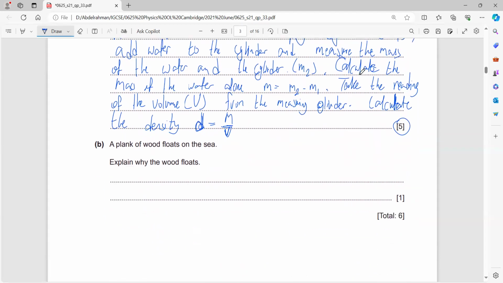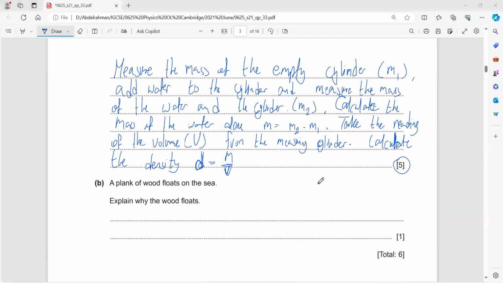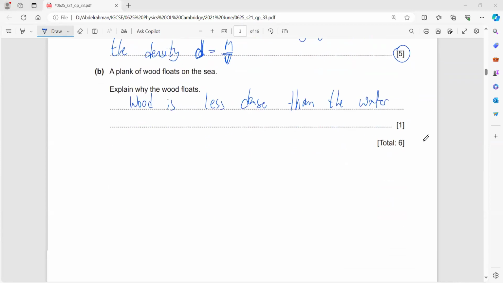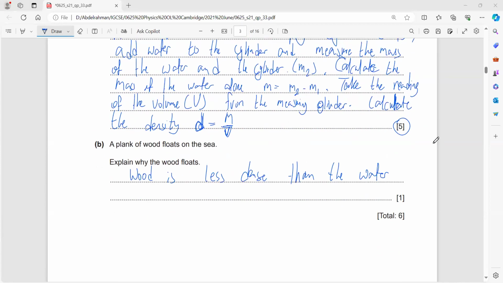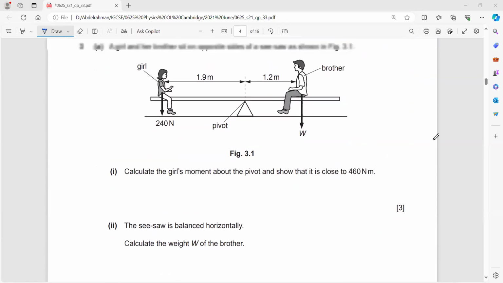Now, I have a plank of wood that floats in the sea. Explain why the wood floats. We know it. Why does the wood float in the sea? Because it has a density which is less than the water. Whatever you want to write. Wood is less dense than the water. That's it. Very simple. Moving on to the next question.